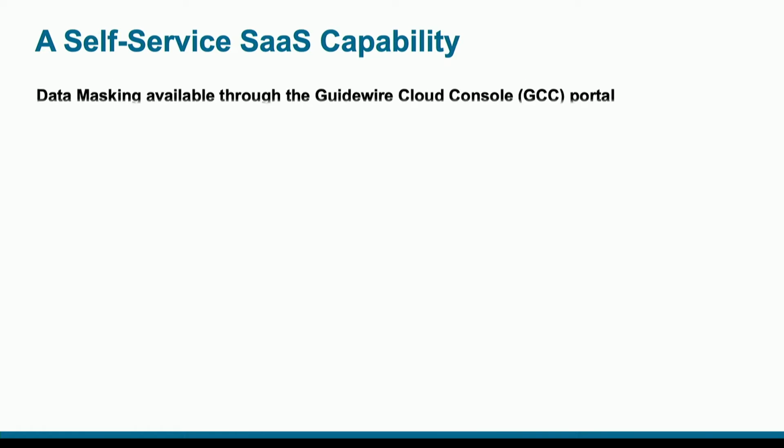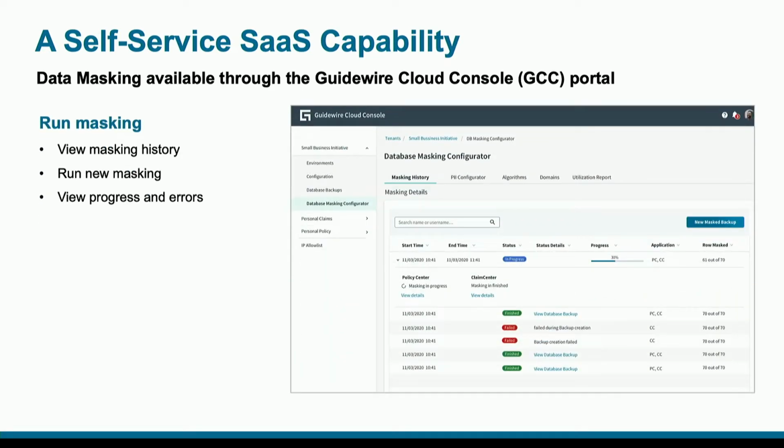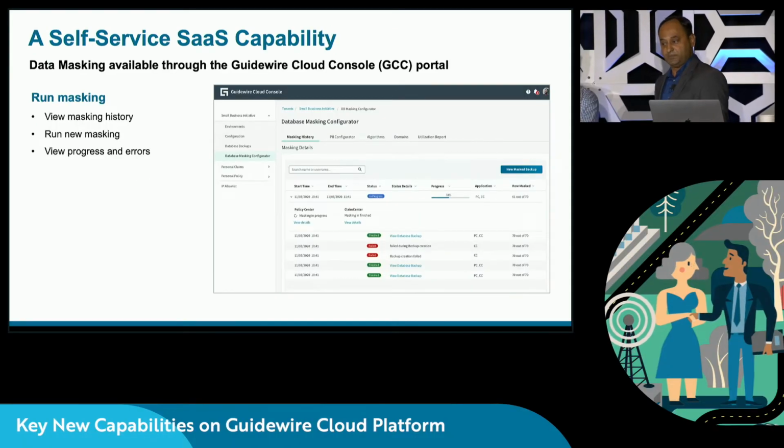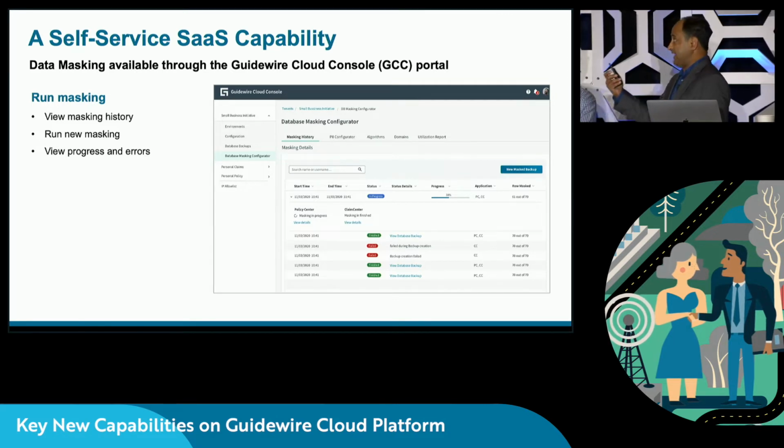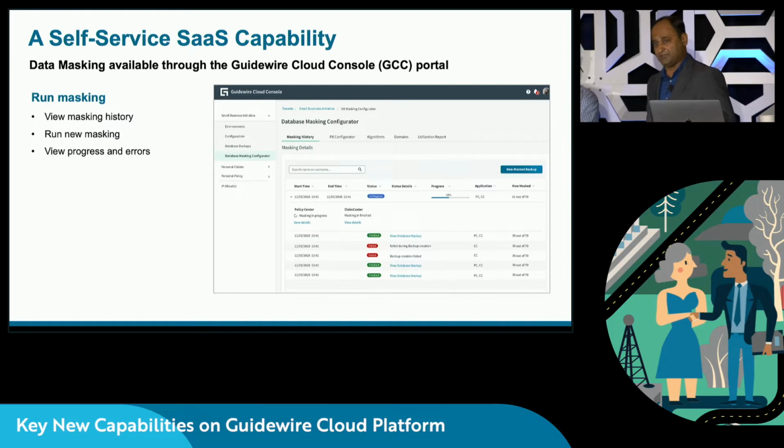A quick view of the self-service capability. As you can see on the screen, it is made available through the Guidewire Cloud Console, or GCC. To run the masking, you can run at any time using the masking here. You can see who has run or how many times the data was run.